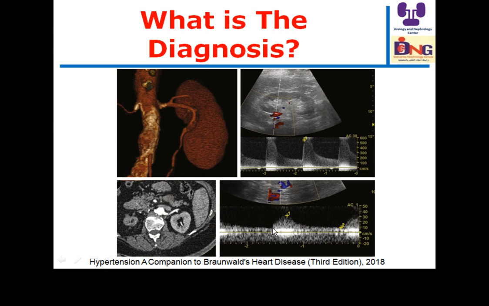Here you can see delayed time to peak velocity. In the normal wave there is an abrupt rise. Here this is a delayed or prolonged time to peak velocity, tardus. And here the resistive index is small, so you can say it is parvus wave. So this is a typical intrarenal wave of renal artery stenosis. At the level of stenosis, you will find high velocity, and the intrarenal vessels show the presence of tardus parvus wave.